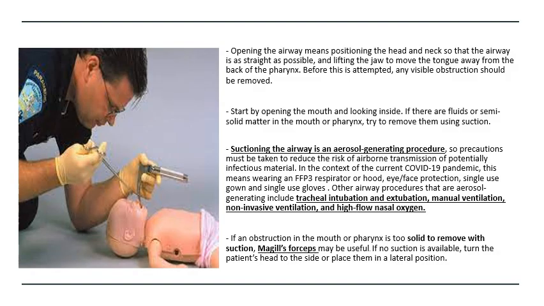Opening the airway. We want to know what interventions can be done to relieve the airway obstruction and prevent profound hypoxemia. Simply, opening the airway means positioning the head and the neck so that the airway is as straight as possible and lifting the jaw to move the tongue away from the back of the pharynx. Before this is attempted, any visible obstruction should of course be removed. Start by opening the mouth and looking inside. If there are any fluids or semi-solid material in the mouth or pharynx, you must suction them.